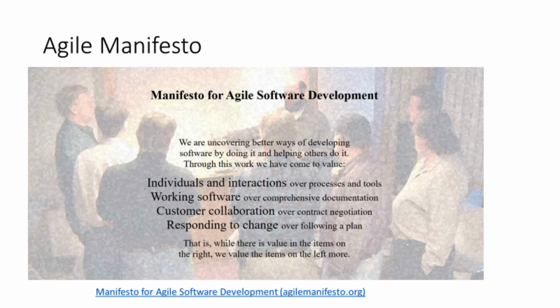Agile Manifesto for Software Development states that we are uncovering better ways of developing software by doing it and helping others do it. Through this work, we have come to value individuals and interactions over processes and tools, working software over comprehensive documentation, customer collaboration over contract negotiation, responding to change over following a plan. That is, while there is value in the items on the right, we value the items on the left more.